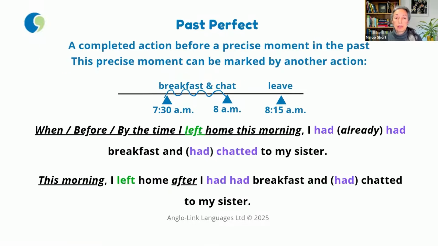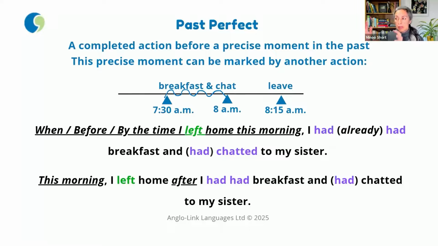Let's move on to past perfect. What is the concept? The past perfect describes a completed action before a precise moment in the past. And again, this precise moment that we mark in the past can be another action or a specific time. So an example of another action is, for example, this person left home at 8:15 a.m. This is marking that point for us.